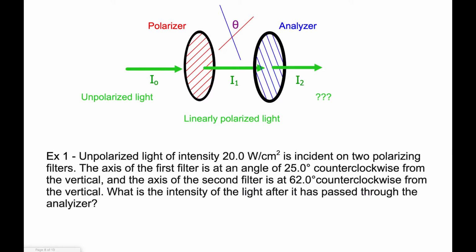Now let's do an example. Again, we've got two polarizing filters at play. The first one is called the polarizer, which is at a certain orientation and will polarize our light. The second one is called the analyzer.